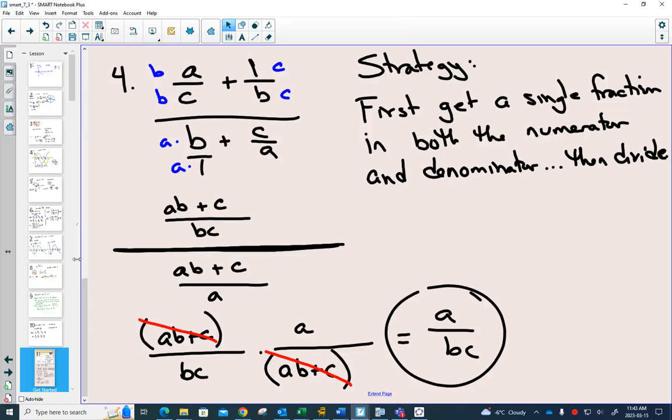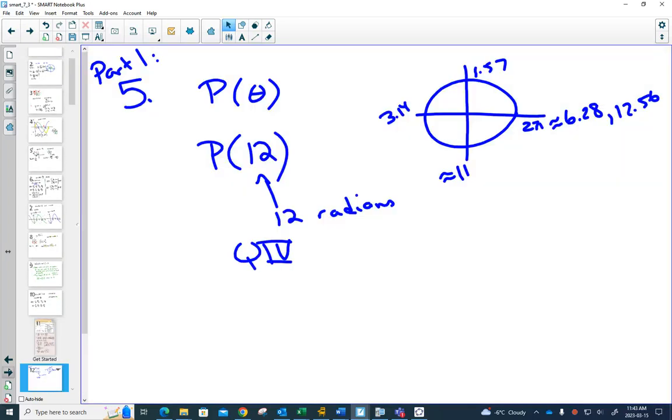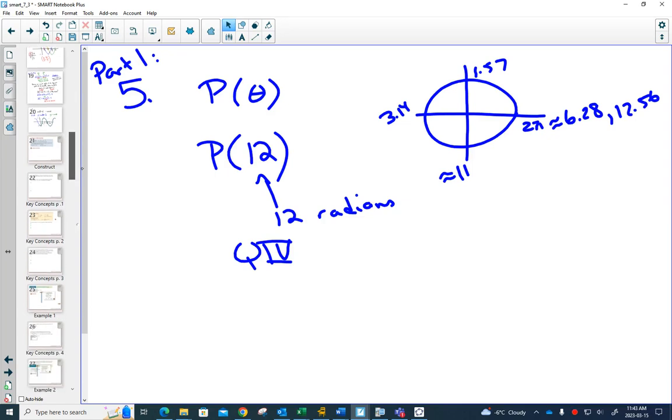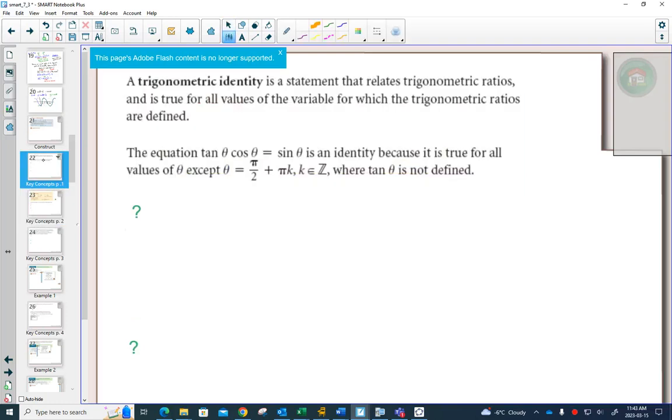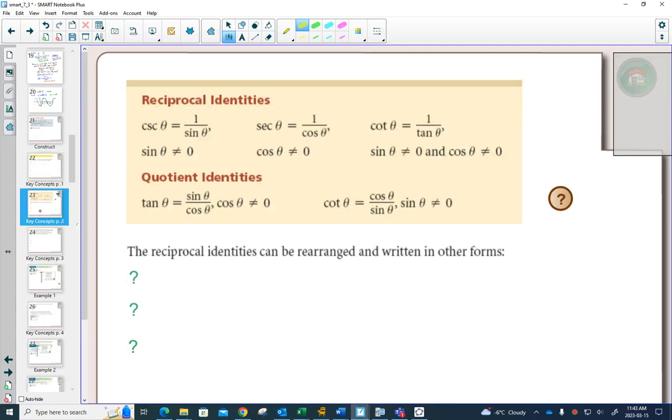Okay, so turn to page 606. And first thing we're going to do is we're going to take out our highlighter and highlight the definition of a trig identity. A trig identity is a statement that's always true for all angles. So if something's always true, we call it a trig identity. We have already learned a couple of trig identities, and they're listed here.